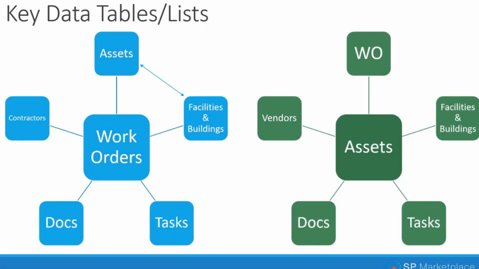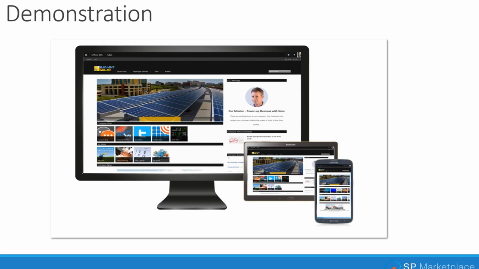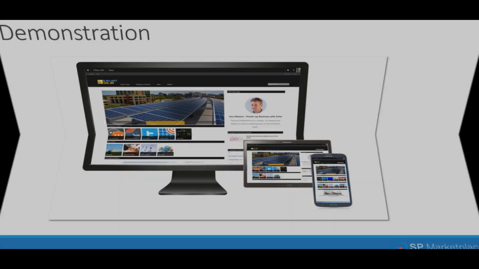Our version 16, similar to our earlier version, has lists and libraries that are cross-referenced. So for work orders, we have facilities and buildings that relate to assets. Assets relates to work orders, contractors, documents, and tasks. Assets themselves can relate to a work order, facilities and buildings, vendors, and documents and tasks. We will get into this further as we look at the product in detail. Let's move on to the demonstration of the product.